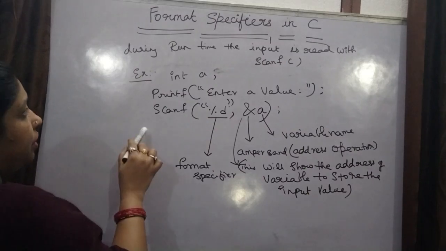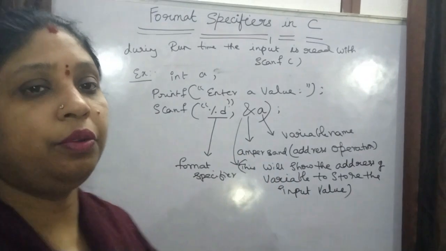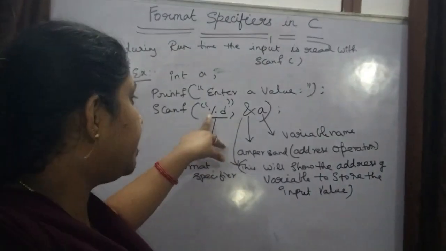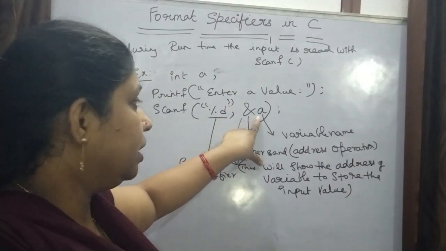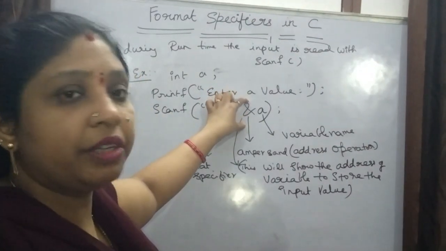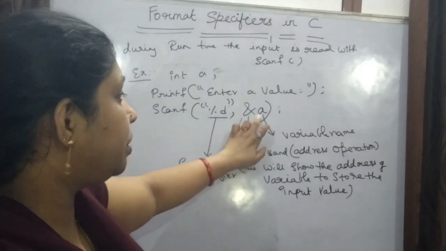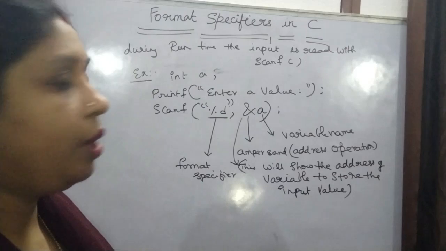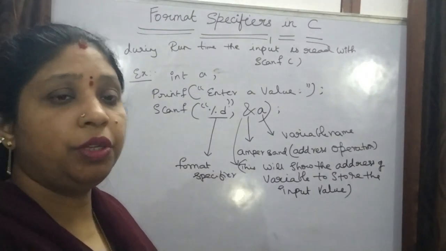So during runtime, the scanf function will read the input value, and it reads the value with the format specifiers only, and it will store the value in the variable with this ampersand symbol. If you don't give the ampersand symbol, it will give an error. That means this is compulsory to store the value. So this will be the address operator here. Okay. Hope you understood these format specifiers in this video.